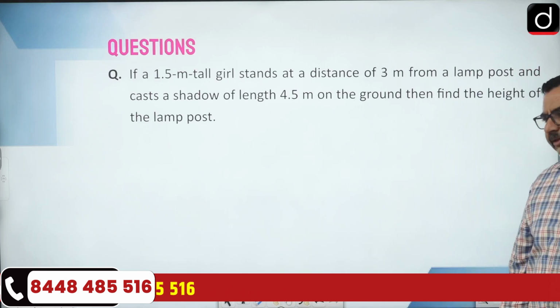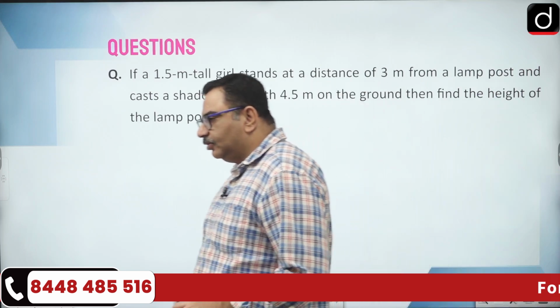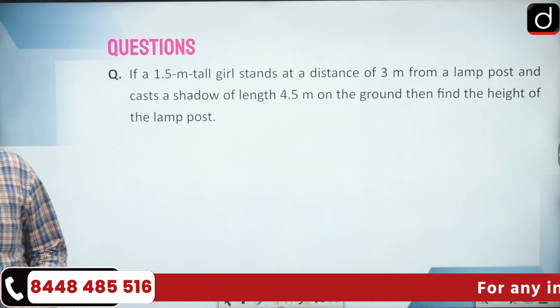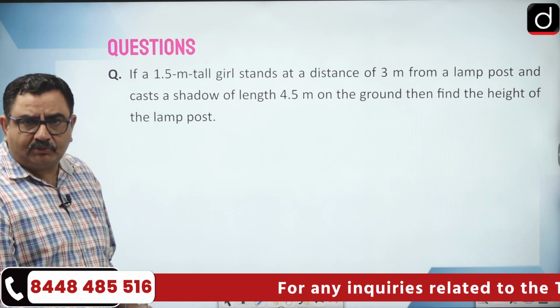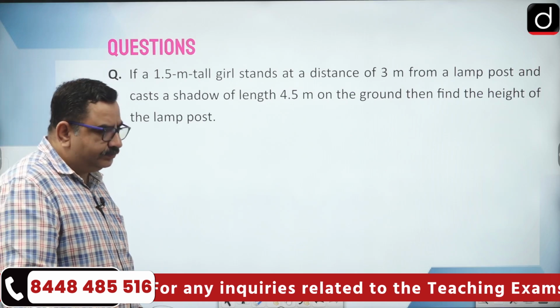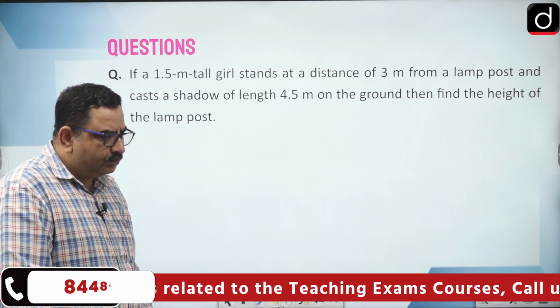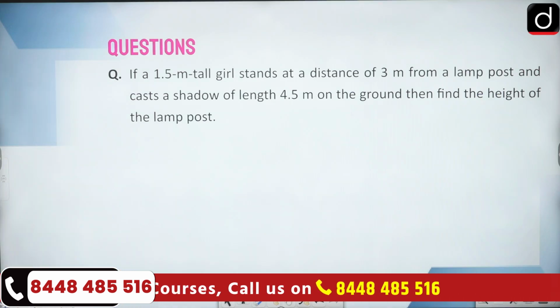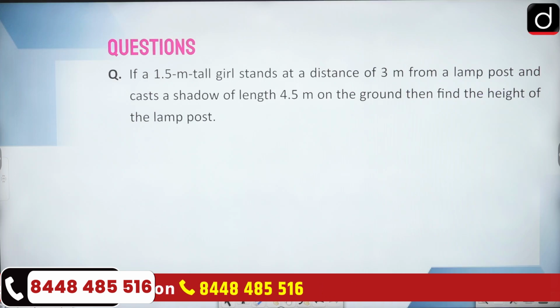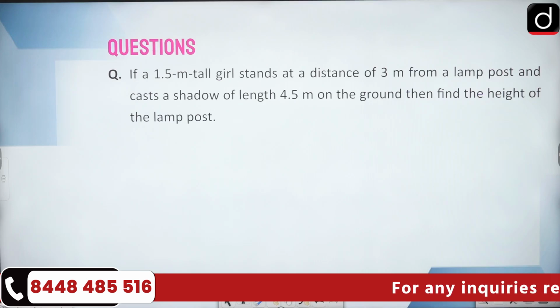So simple angles usage will be there, tan theta, cos theta. Some of the times we have to use properties of possible similar triangles, congruent triangles. Some geometry is also involved in that, right? Okay, in this, if a 1.5-meter tall girl stands at a distance of 3 meter from a lamp post and casts a shadow of 4.5 meter on the ground, then find the height of the lamp post, right?